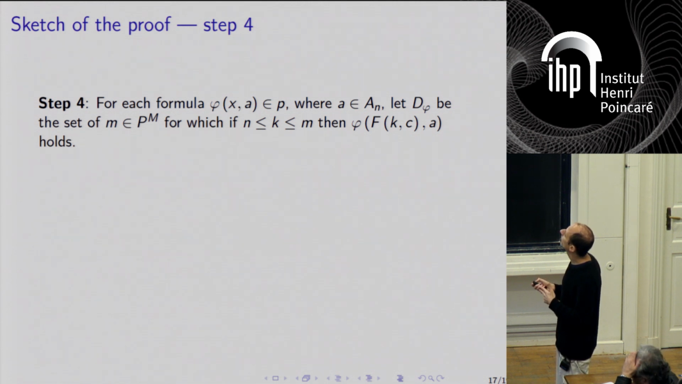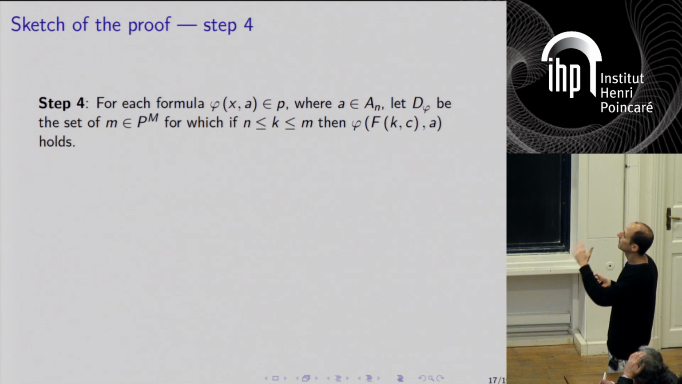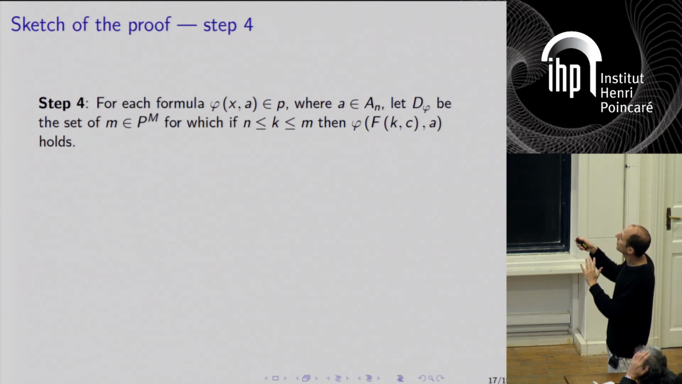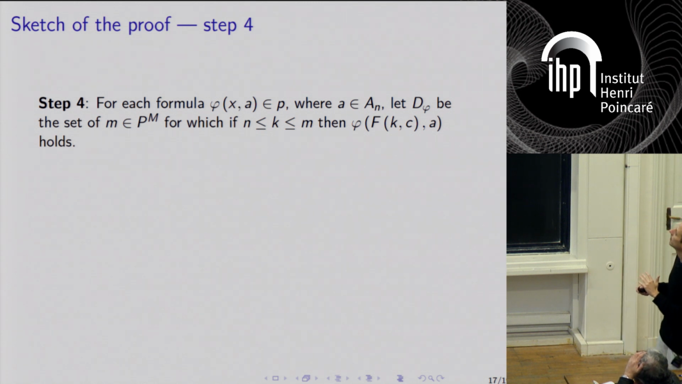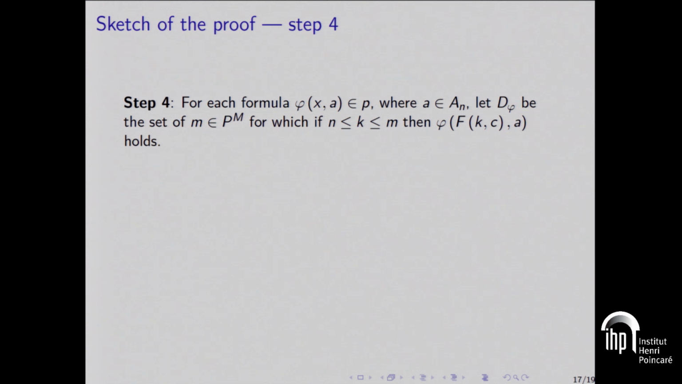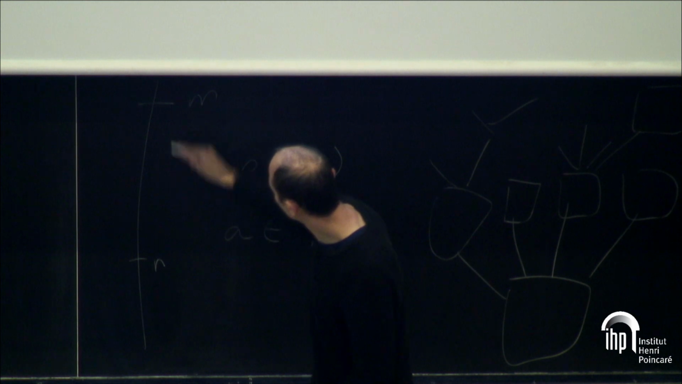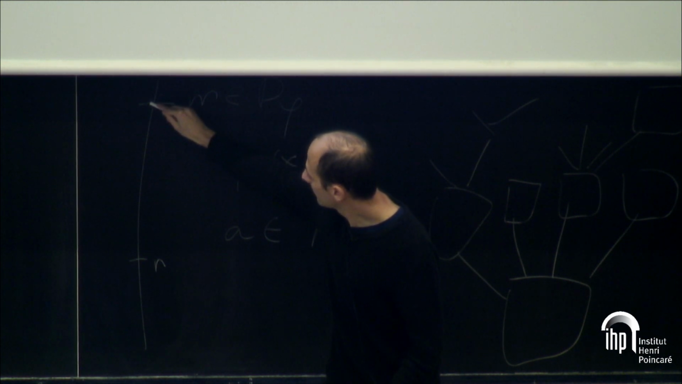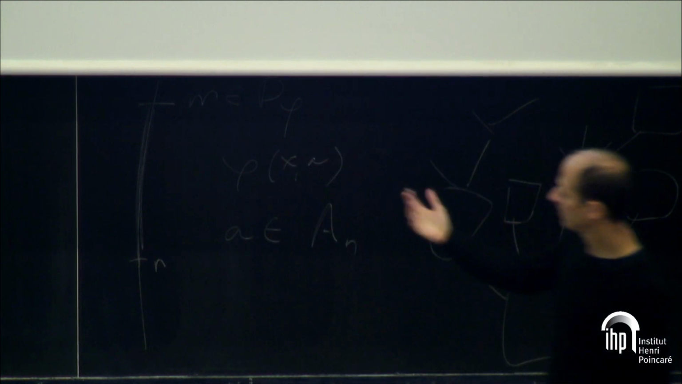Next, step 4. For each formula, we have a formula in the type, and this formula came from some An. We define d phi to be the set of m's for which, if k is between m and n, then phi of k C, A holds. Again, this formula belongs to some An. Drawing the natural numbers, d phi is the set of m such that in all this interval, this type C realizes this formula.